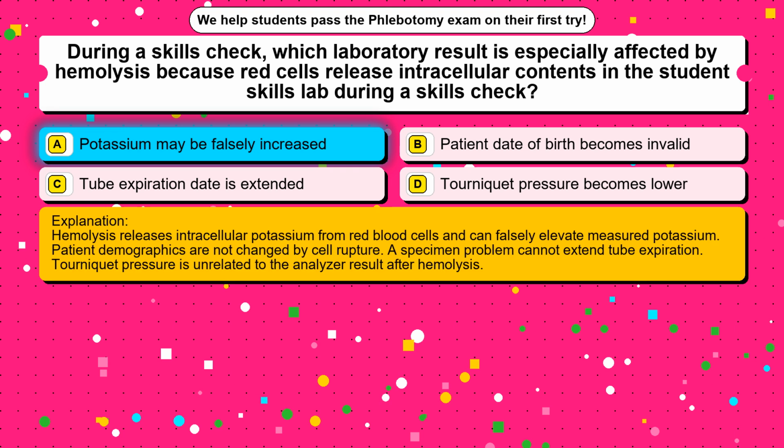Hemolysis releases intracellular potassium from red blood cells and can falsely elevate measured potassium. Patient demographics are not changed by cell rupture. A specimen problem cannot extend tube expiration. Tourniquet pressure is unrelated to the analyzer result after hemolysis.